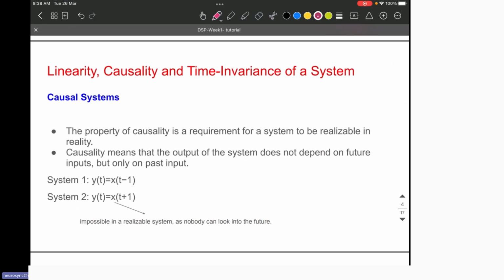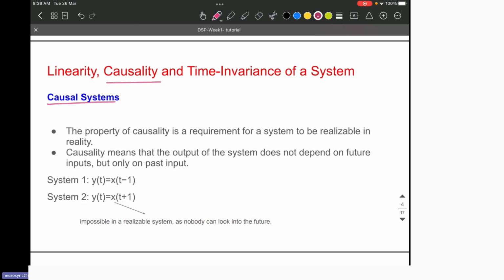The next characteristic is basically the causality. How to check whether the system is causal or not. Now, why is this causality very important? The property of causality is a requirement for a system to be realizable in reality. Therefore, it is very important.